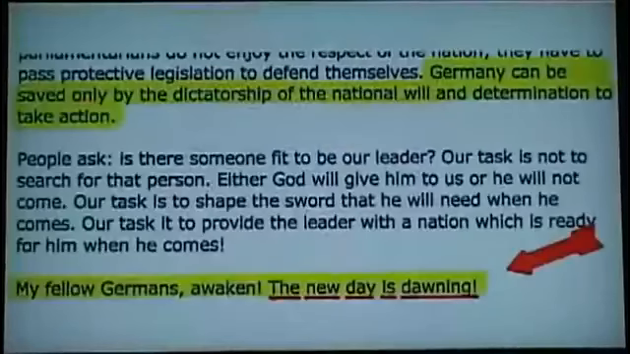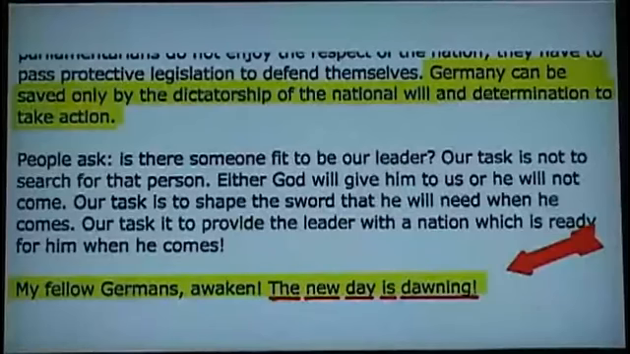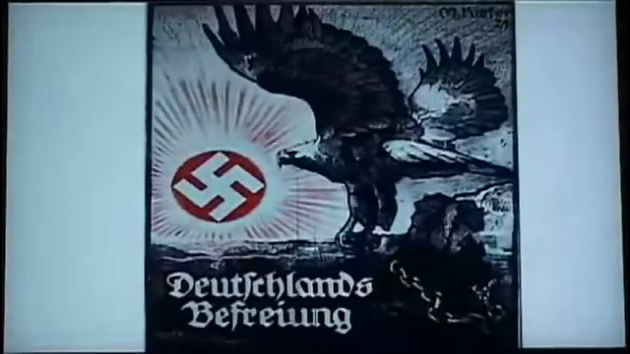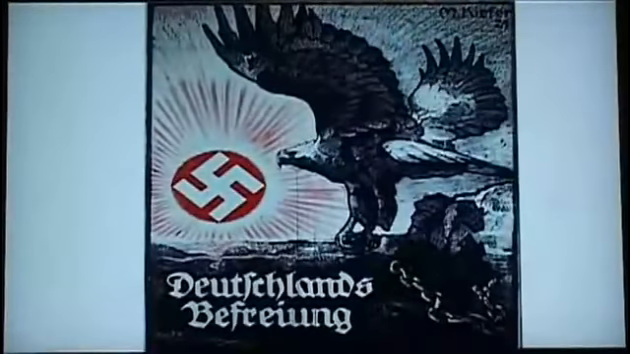Here is Adolf Hitler. And Adolf Hitler wrote a very important letter to the German people many years ago. And in it he said, Germany can be saved only by a dictatorship of the national will and determination to take action. So he said, my fellow Germans, awaken. A new day is dawning. We're talking about Adolf Hitler now. And he's praising the new day that was dawning on the earth for Nazism. Again, the eagle and the sun. The sun order taking over the world.